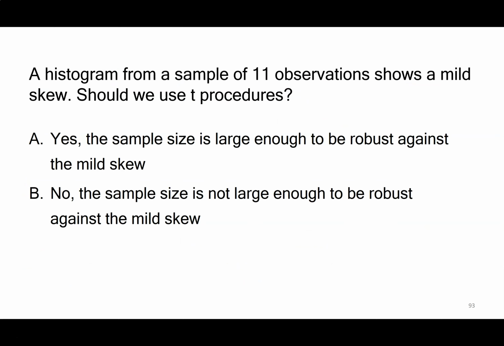So if we have a histogram from a sample of 11 observations that has mild skew, should we use T procedures? So basically we want to know if a sample size of 11 is going to be big enough. But remember what we said? If our sample size is less than 15, what do we need to see? I'm going to argue no. A sample size of 11 is not big enough if you know it's skewed at all. If it was at least 15, mild skew wouldn't be a big deal. But 11's probably just not going to cut it.